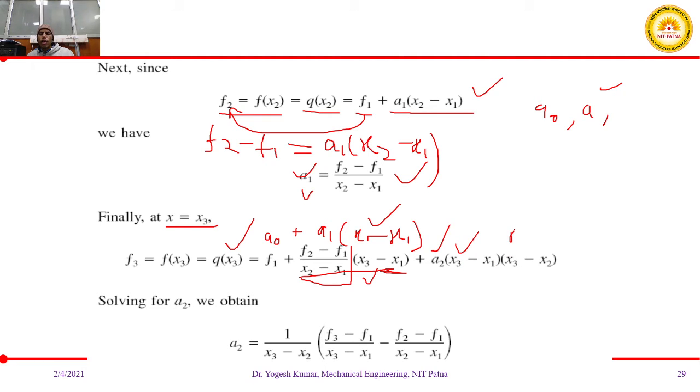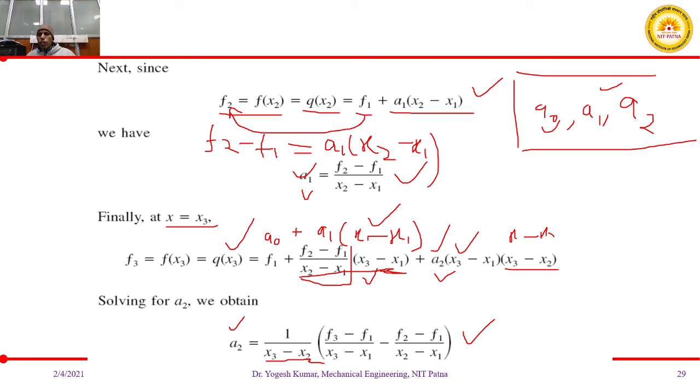Now the next term, a2 times x minus x1 into x minus x2, so here we have x3 minus x2. If you shift all the values to one side and solve for a2, the value will come a2 equal to 1 upon x3 minus x2, times f3 minus f1 divided by x3 minus x1, minus f2 minus f1 upon x2 minus x1. So this way we have calculated the values of a0, a1 and a2.